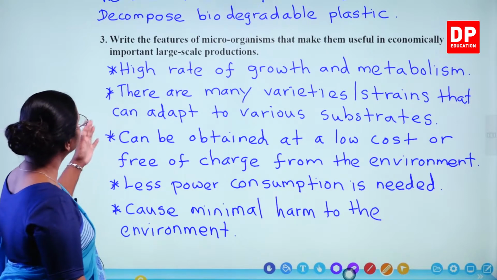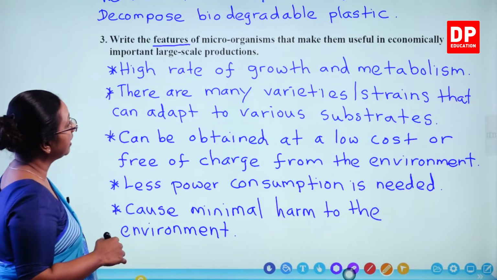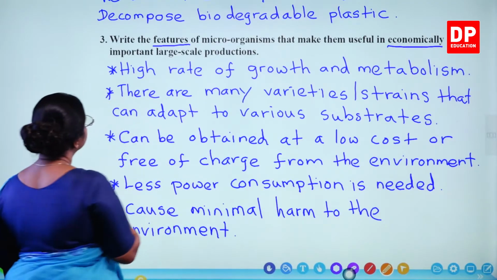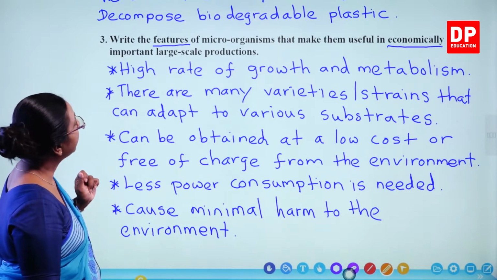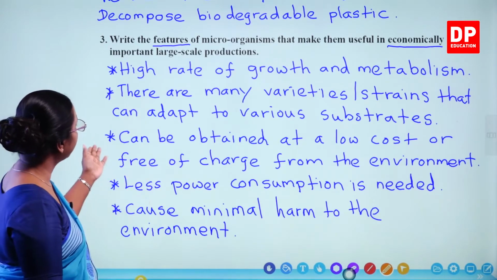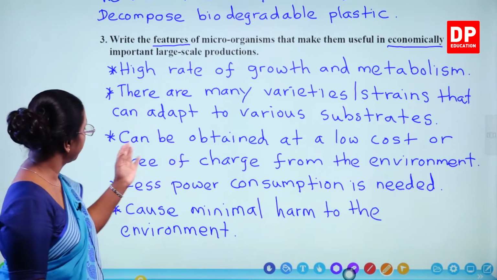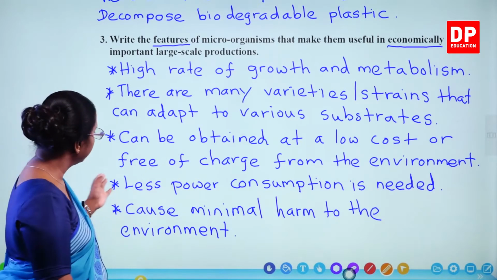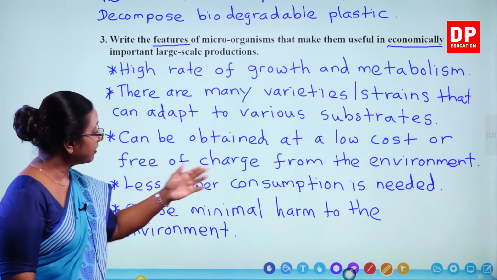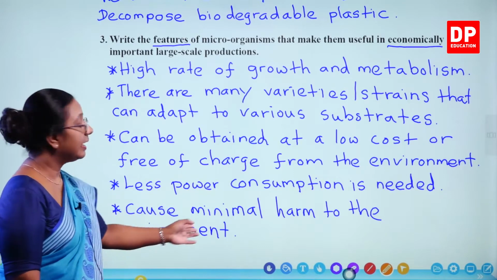So, those are the features of microorganisms that make them useful in economically important large-scale productions. High rate of growth and metabolism. There are many varieties or strains that can adapt to various substrates, can be obtained at a low cost or free of charge from the environment. They need less power consumption. That is, less power consumption is needed, and they cause minimal harm to the environment.